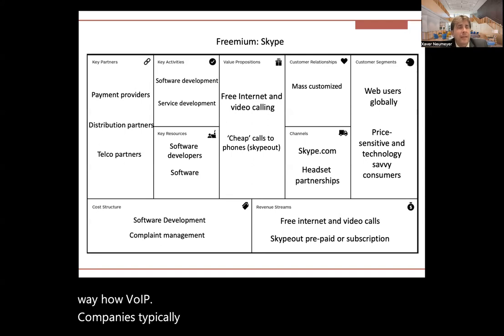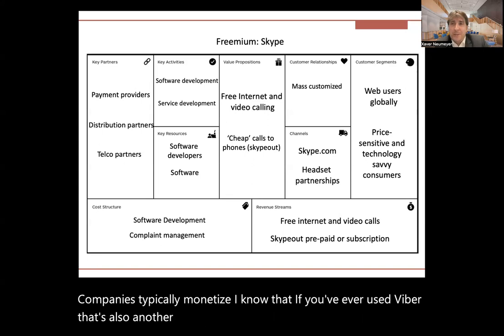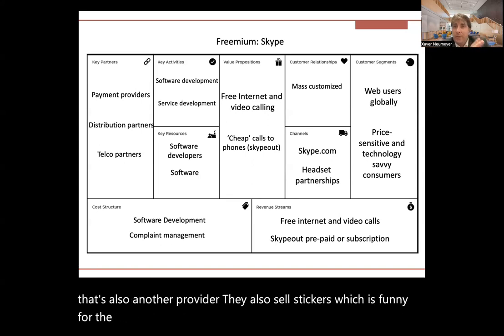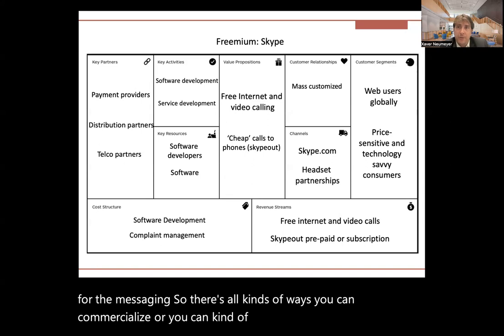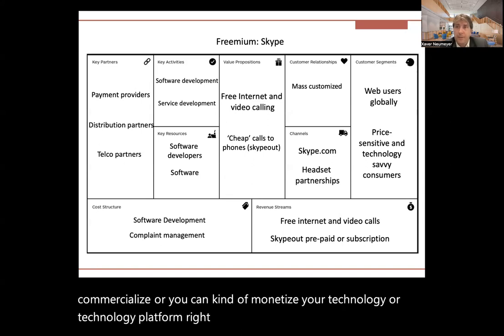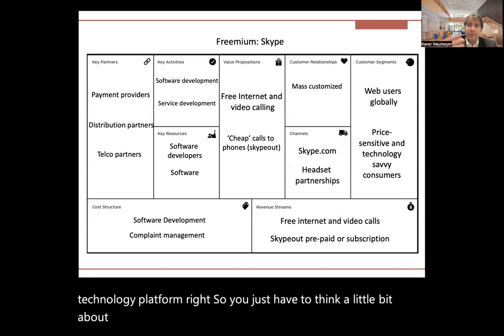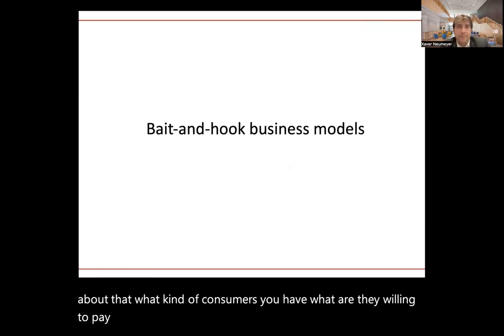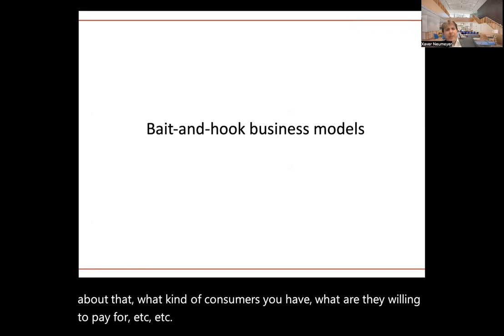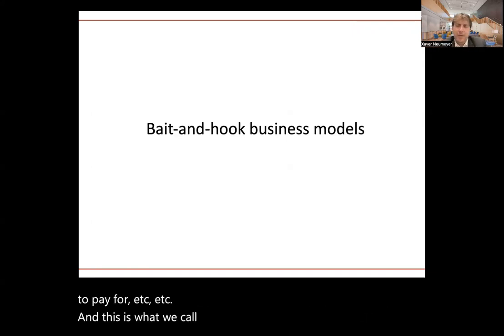If you've ever used Viber, that's also another provider. They also sell stickers, which is funny for their messaging. So there's all kinds of ways you can commercialize, or monetize, your technology platform, right? You just have to think a little bit about that: what kind of consumers you have, what are they willing to pay for, et cetera. And this is what we call bait and hook business models.